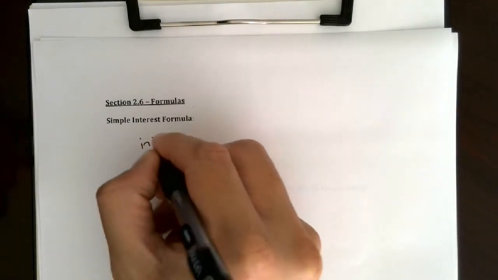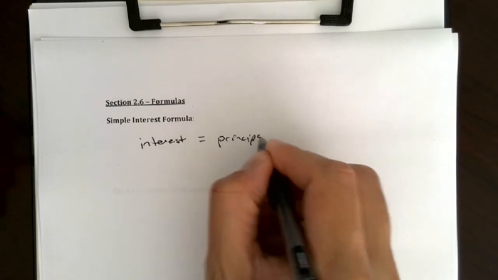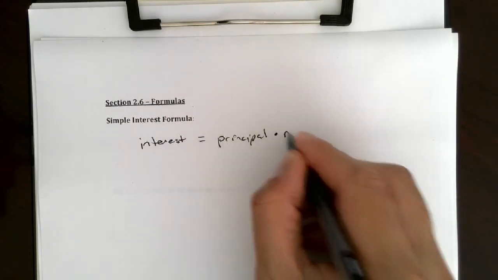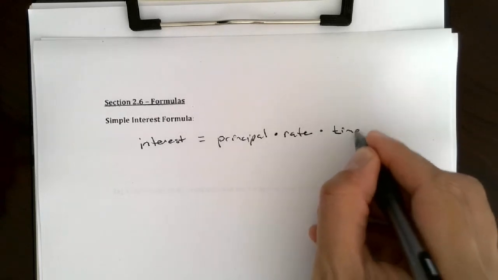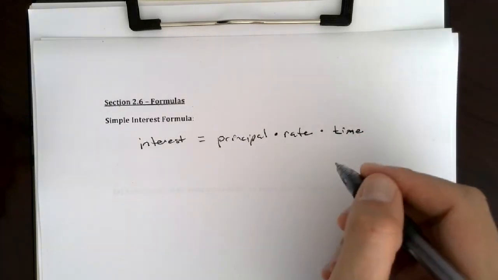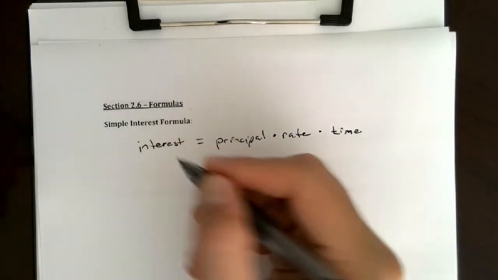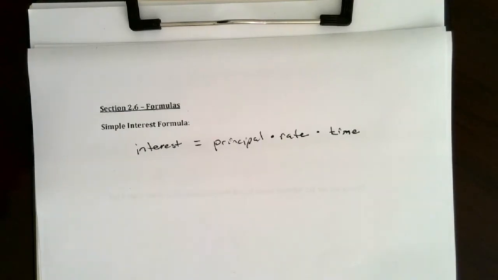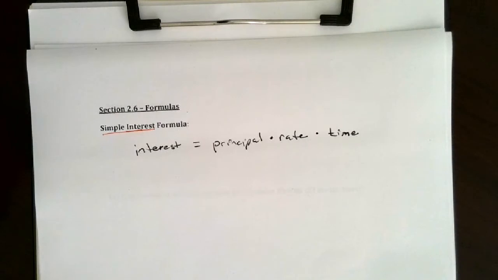So for this first formula we're going to talk about the simple interest formula, and you may have seen it before. The simple interest formula tells us that interest is equal to the principal times the rate times the time. When I say the interest, I'm talking about the interest either earned on money you've invested or interest owed on money you borrowed. Simple interest is important here. Make sure you realize it's a simple interest formula because there are other interest formulas.